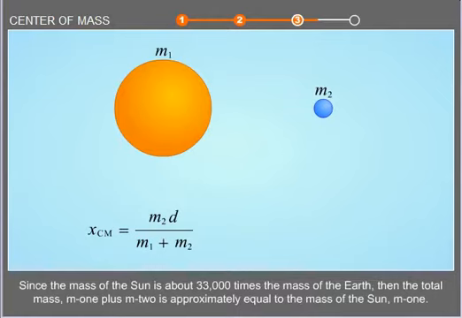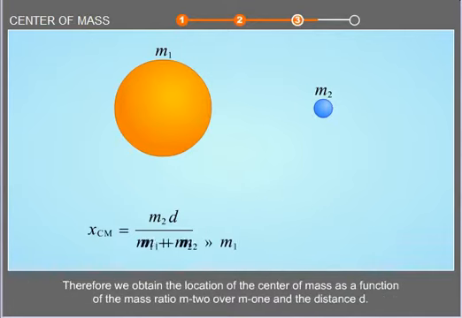Since the mass of the Sun is about 33,000 times the mass of the Earth, the total mass, m1 plus m2, is approximately equal to the mass of the Sun, m1. Therefore, we obtain the location of the center of mass as a function of the mass ratio m2 over m1 and the distance d.